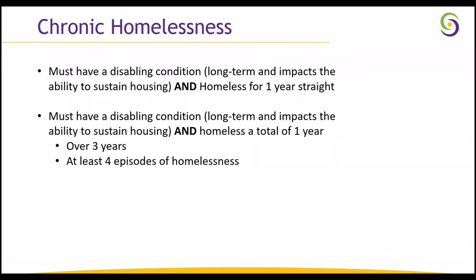You should also know the definition of chronic homelessness. So the client must have a disabling condition that is of long term and impacts their ability to sustain housing, and they must have been homeless for a year straight. Or they must have a disabling condition and homeless for a total of 1 year, and that is over a 3-year period, and had at least 4 episodes of homelessness.